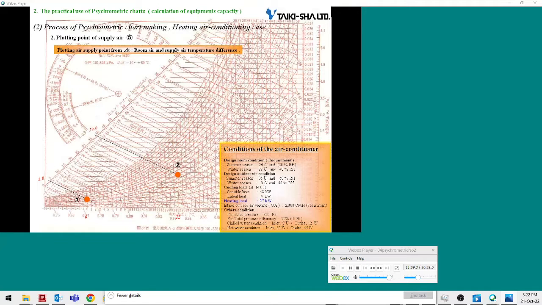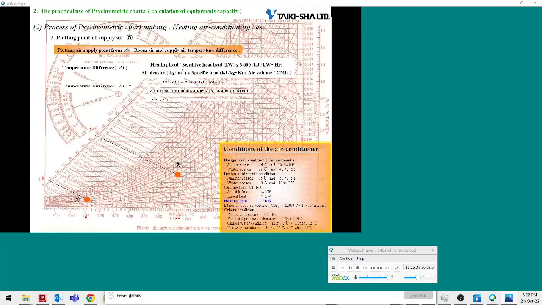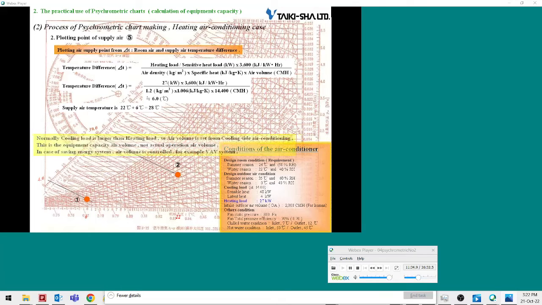Let's set the outlet air temperature. The supply airflow was already calculated when you learned about cooling. Let's calculate the outlet air temperature difference according to the supply airflow rate and the room heating air conditioning load. The outlet air temperature difference can be calculated by dividing the sensible heat load by the airflow rate, the air density, and the specific heat. The result of the calculation is approximately 6 degrees Celsius. The outlet airflow temperature difference is 28 degrees Celsius.